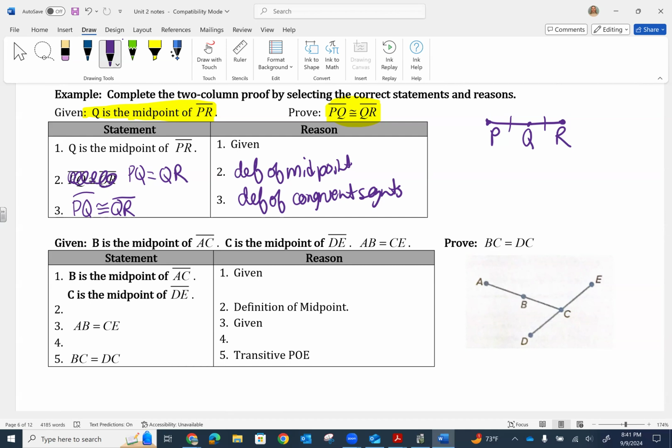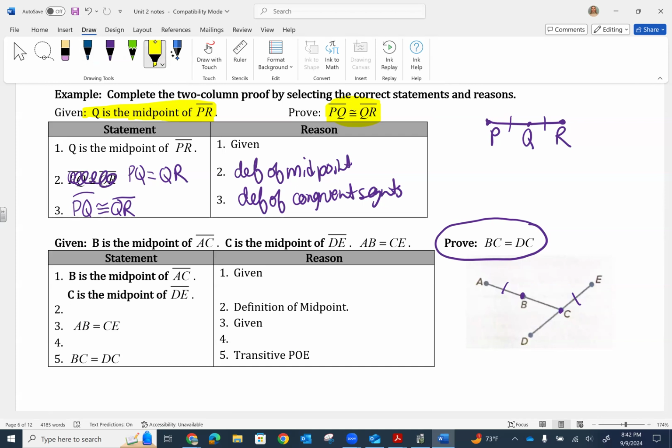Okay, here's another one. If B is the midpoint of AC, and C is the midpoint of DE, we want to show that AB and CE are congruent to each other. That's what we want to show. You're like, well, we know it's true, but if we have this, then can we show this right here? So we're trying to get from the if to the then, the hypothesis to the conclusion, by a step-by-step deductive proof. So let's start with stating our givens.